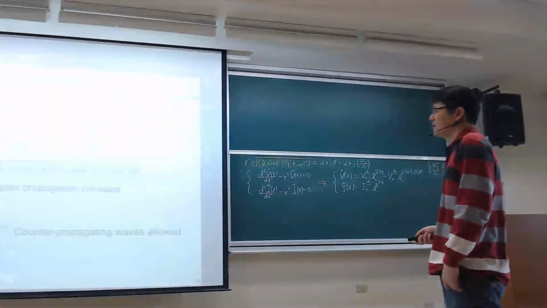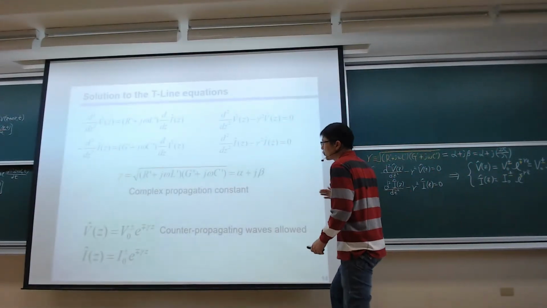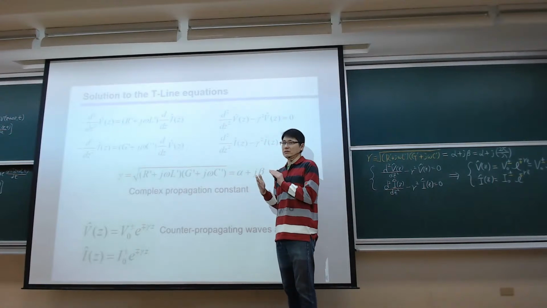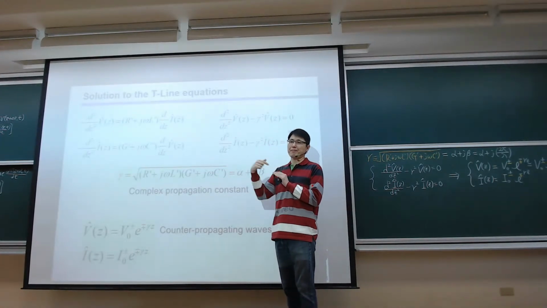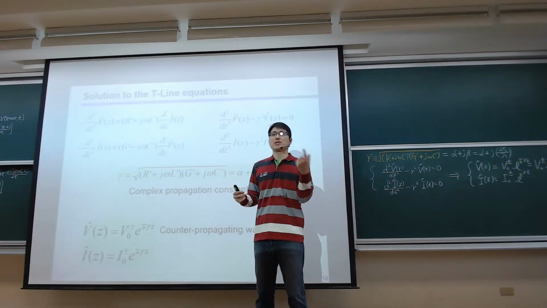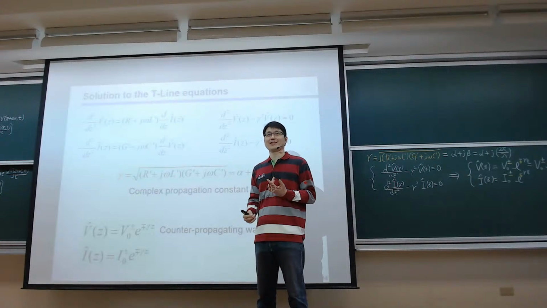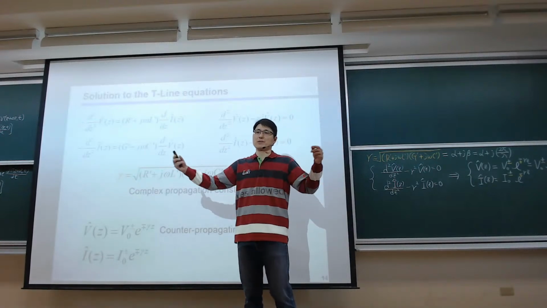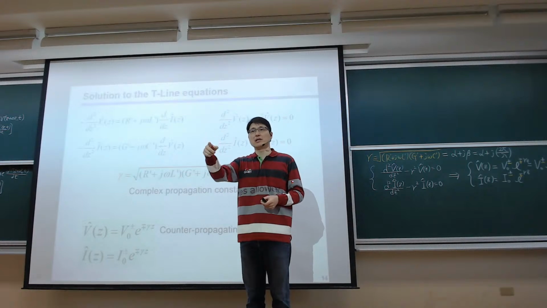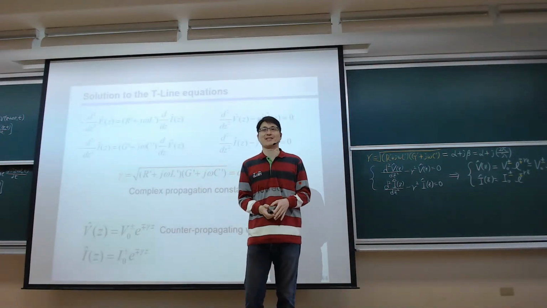These two equation sets tell you counter-propagating waves are allowed. You can have forward propagating and backward propagating. This means the transmission line can be used for bidirectional communications. This is also nice, right? So if you have a transmission line, the power can be delivered from the source to the user. The user can also somehow donate energy back to the source.